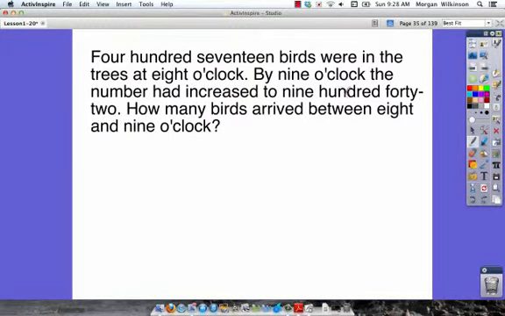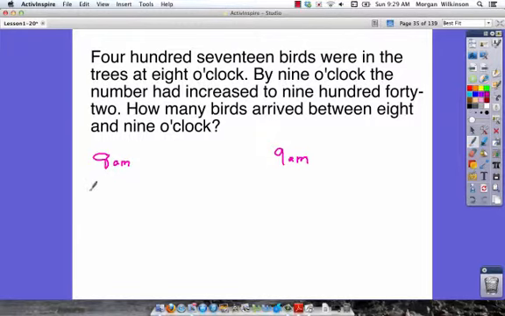The next one that we're looking at is here. 417 birds were in the trees at 8 o'clock. By 9 o'clock, the number had increased to 942. How many birds arrived between 8 and 9 o'clock? So in this one, we could draw a timeline. Let's say we had 8 o'clock. We don't know if it's PM or AM. Okay? So let's just call this AM because it's the morning. 8 AM. Then we have our 9 AM.